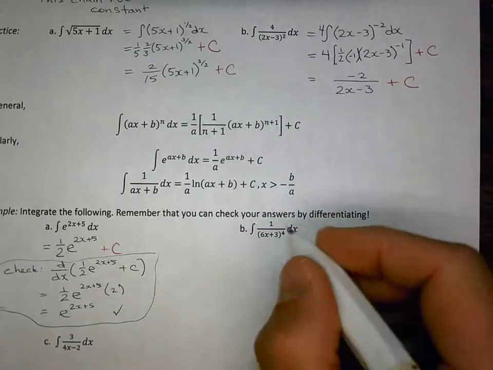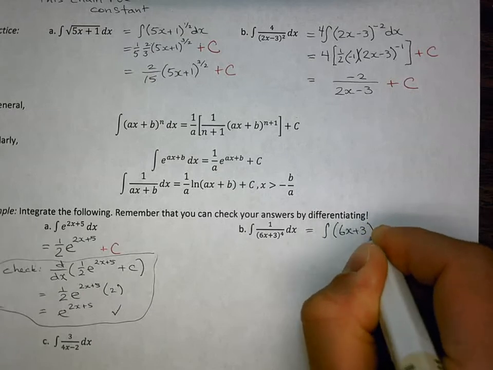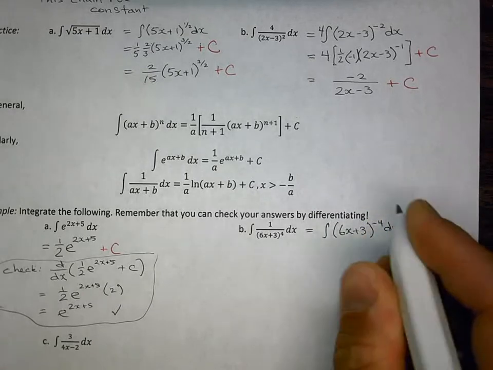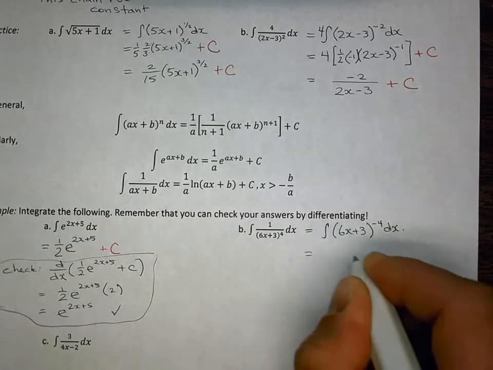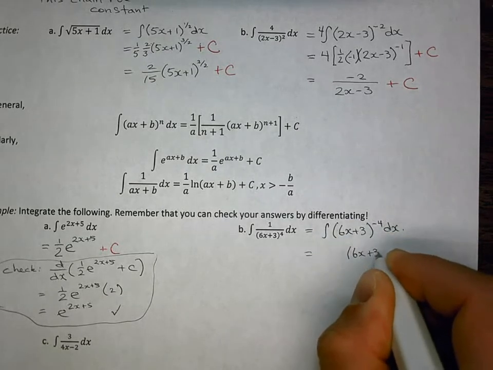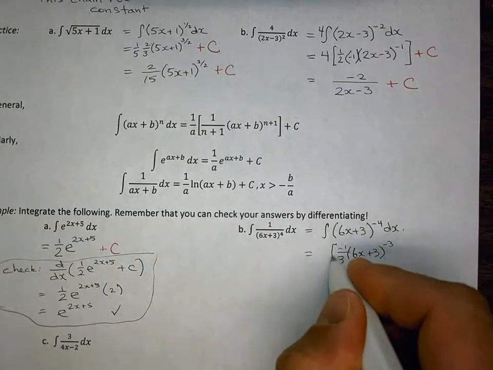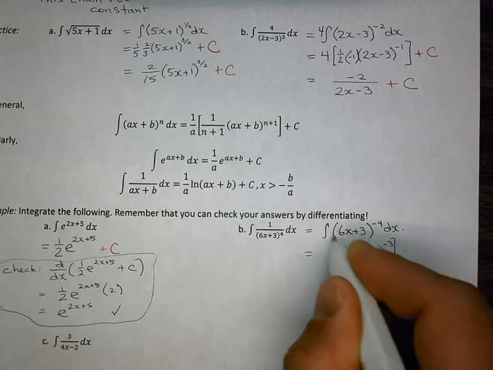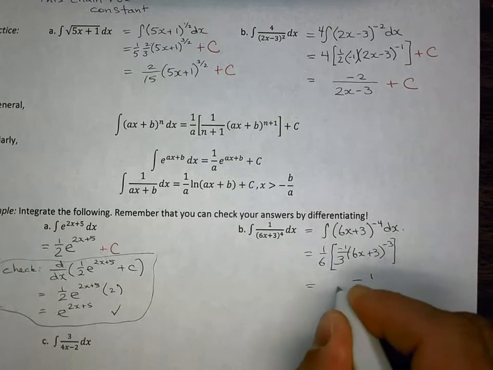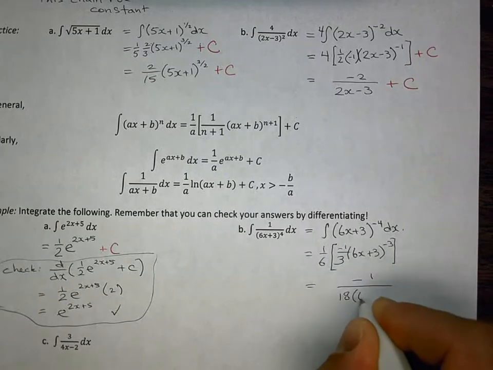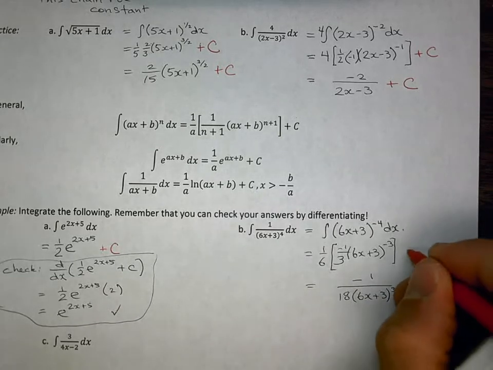Okay, part B, I have this difficult question. Let me rewrite it as integral of 6x plus 3 to the negative 4 dx. What is the integral of something to the negative 4? Well, it's going to be that something to the negative 3, then I need a negative 1/3 in front, and then I need an extra term to deal with the 6 here, so that's going to be 1 over 6. I end up with negative 1 over 18 times 6x plus 3 to the power of 3. Oh, plus c.